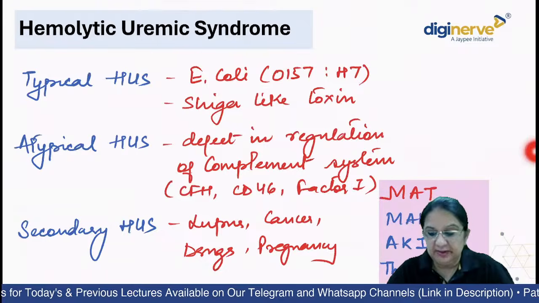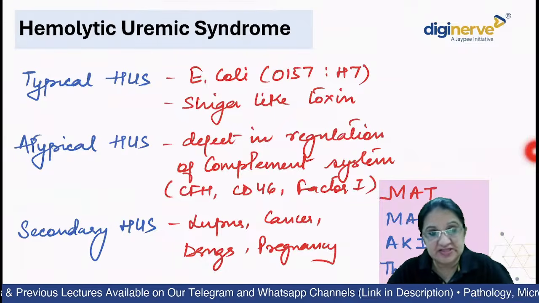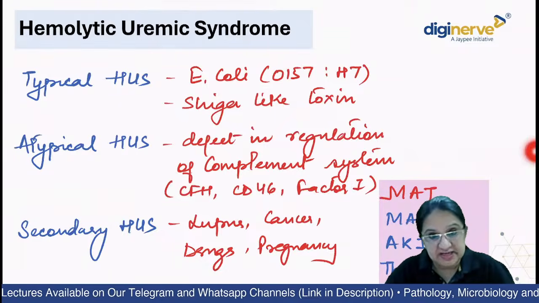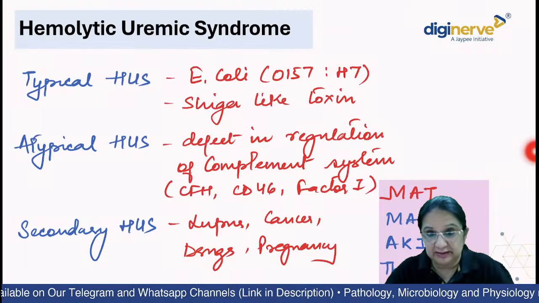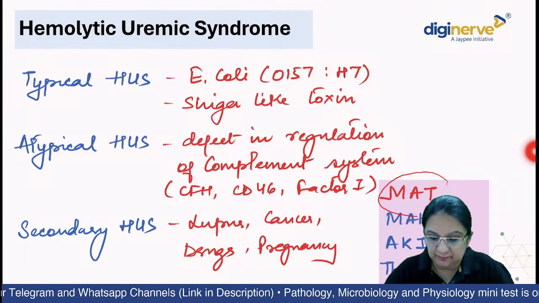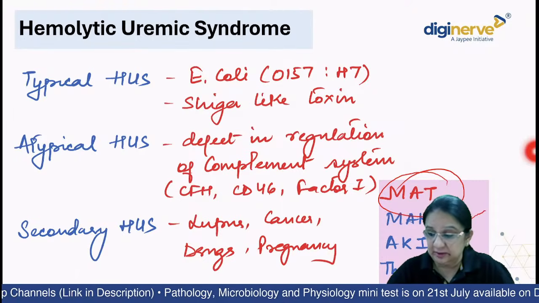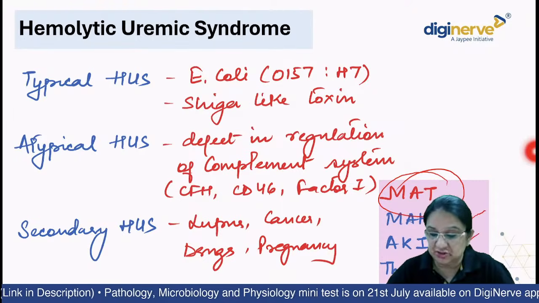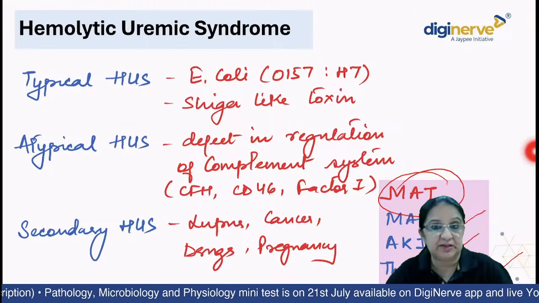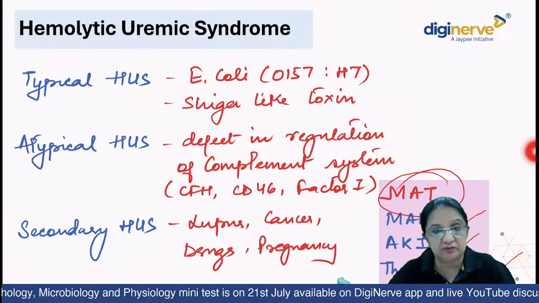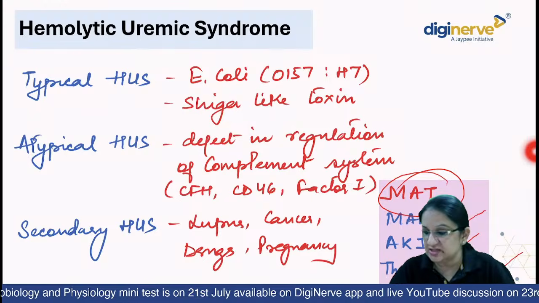All right. Coming to hemolytic uremic syndrome, it is the same as TTP, but there is a triad. What triad? MAT. Just remember MAT. You will get microangiopathic hemolytic anemia, acute kidney injury, and thrombocytopenia. The typical HUS you would have studied in your pediatrics class also.